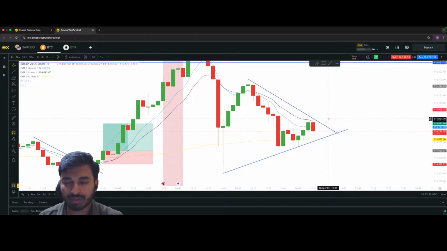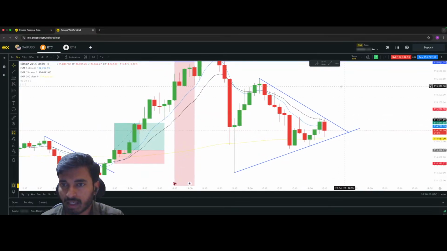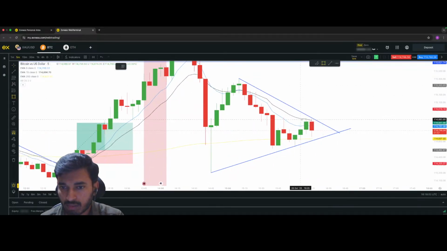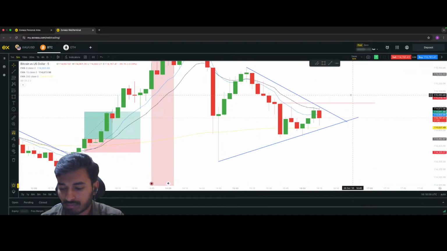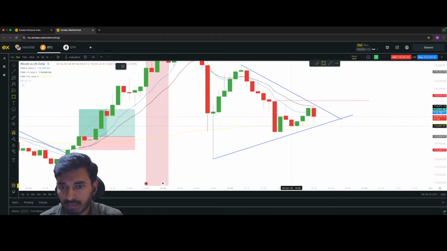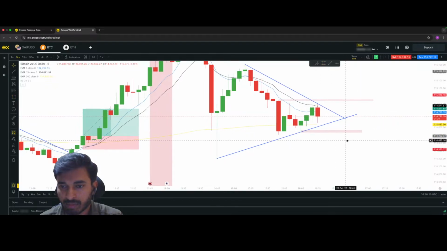Yeah, so it should go above this. I mean the candle should close above this, then we'll take bullish trades, or this. Below, we have to get this breakdown.